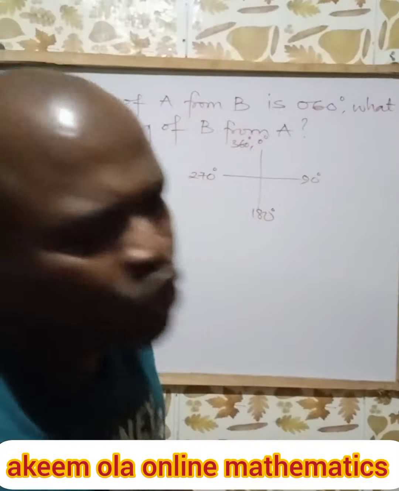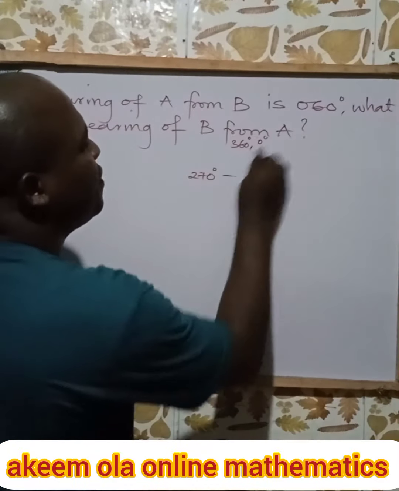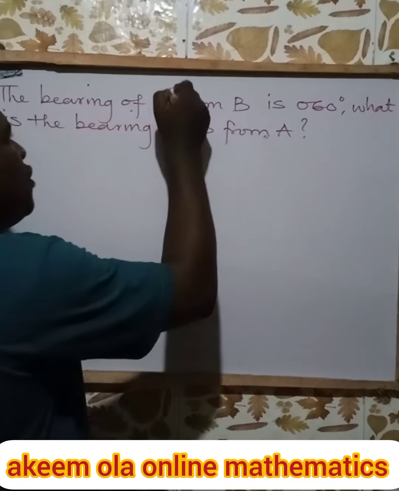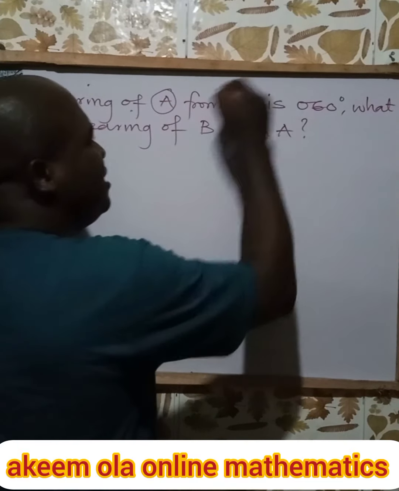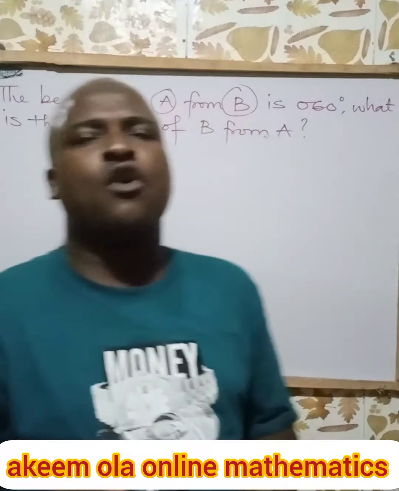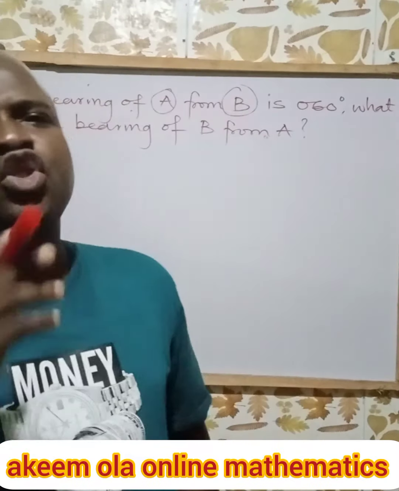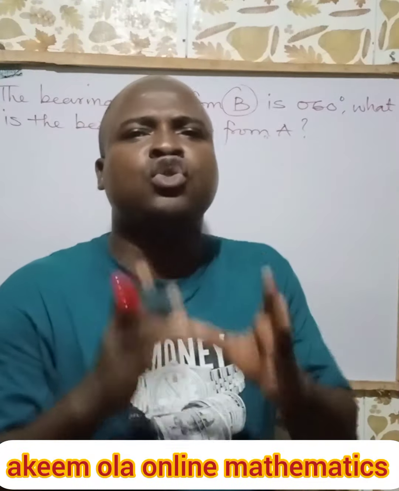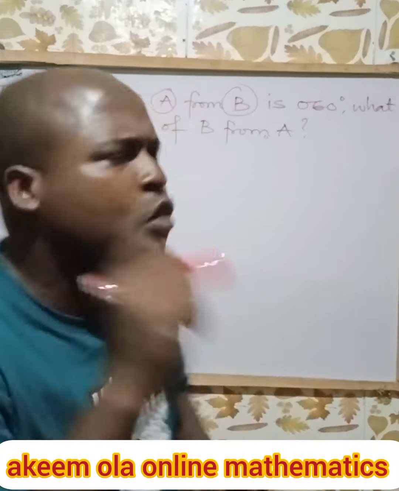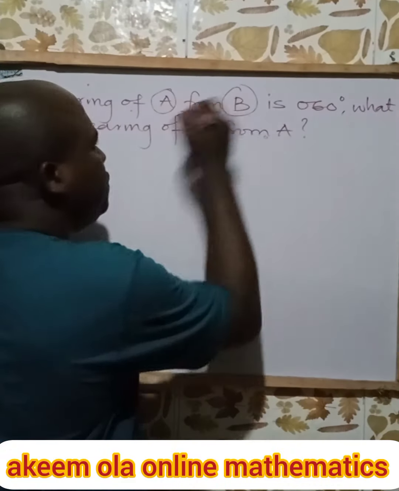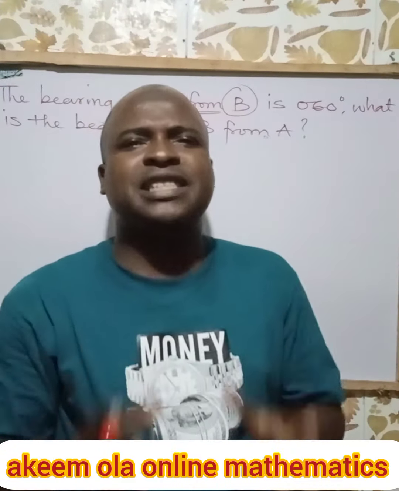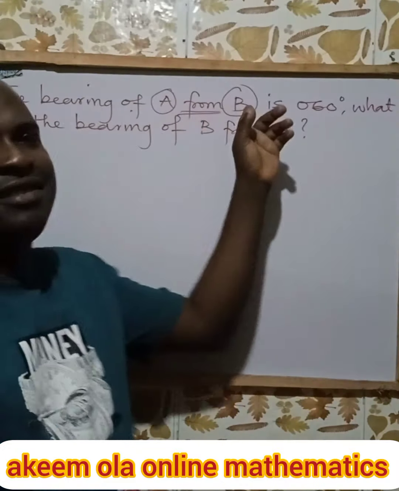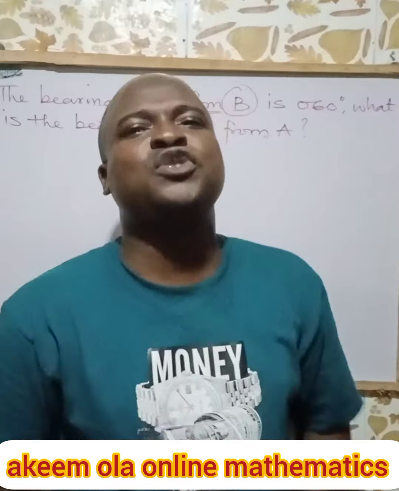Now, let's go back to the question at hand. From the question, we are given the first body, A, and the second body, B. So, therefore, we are going to have two cardinal points on the board. But for you to know the one that you are going to draw first, you need to consider the word "from". Anybody that comes after the word "from" is the cardinal point that you are going to draw first.